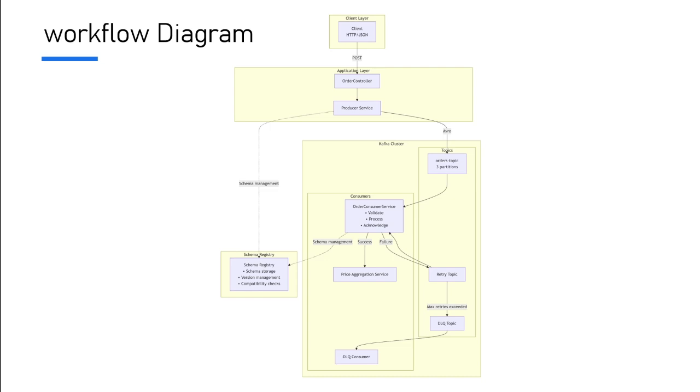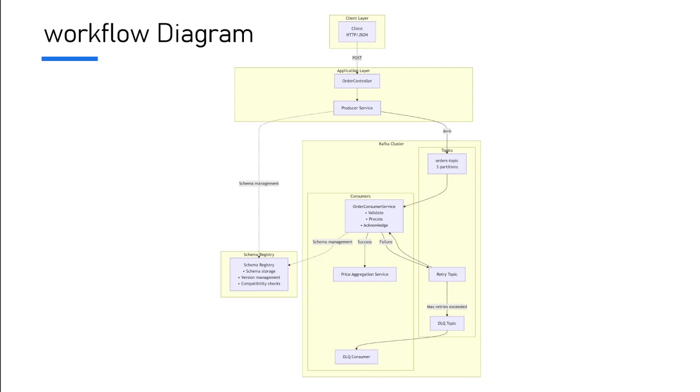First, the success path. If processing succeeded, the consumer updates our price aggregation service with the new price, calculating the running average, minimum and maximum values in real time. Then it acknowledges the message to Kafka, marking it as successfully processed.